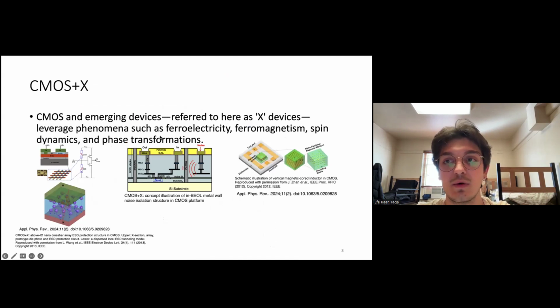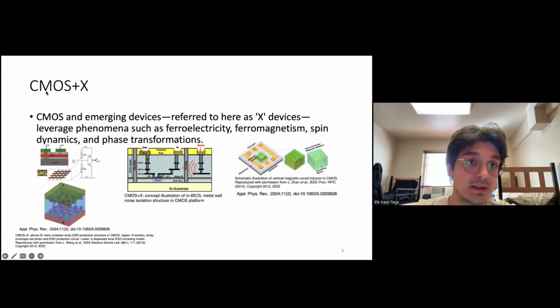The key strength of the CMOS approach is not just modeling phenomena, but its ability to combine the devices into new circuits and structures, like a plug and play model. Here you can see some different X devices.